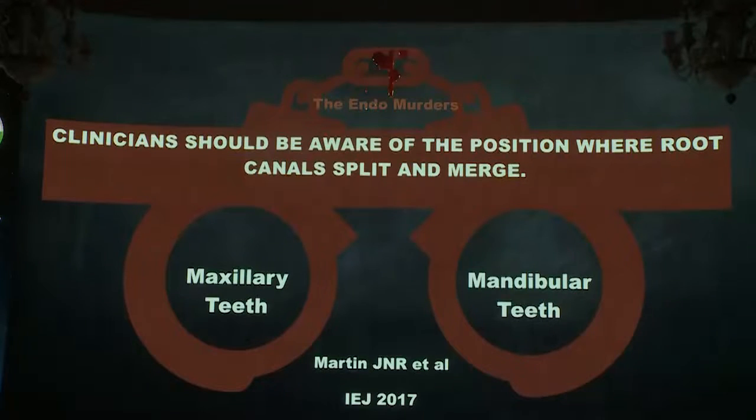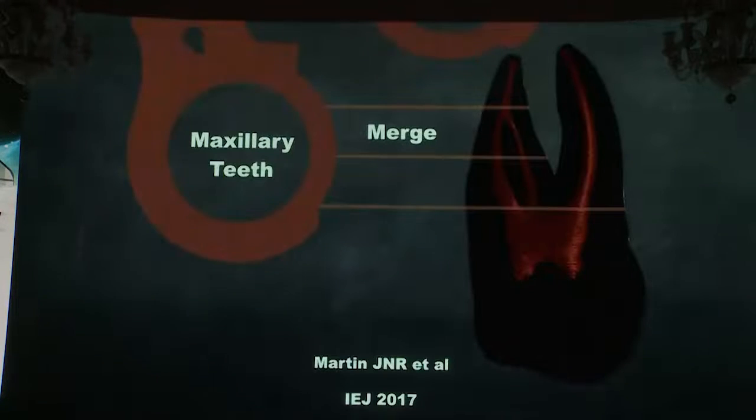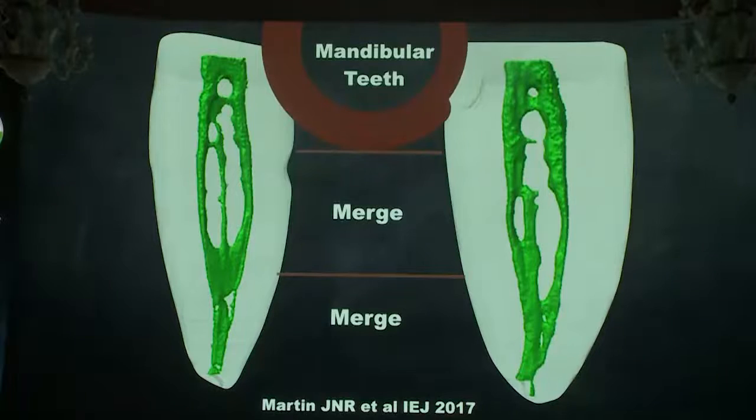They found that merging between the root canals together is more common than splitting. Okay, this is for all maxillary and mandibular teeth. In maxillary teeth, usually the merge occurs at the middle third of the root canals, while in the mandibular teeth, usually the merge occurs either at the middle or at the apical thirds of the root canal, which is actually very interesting.